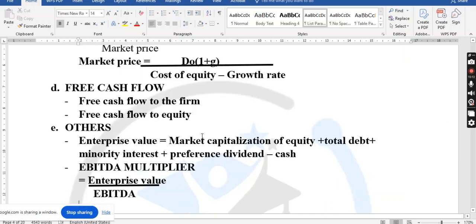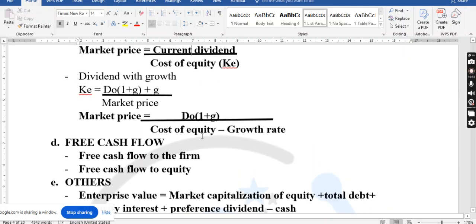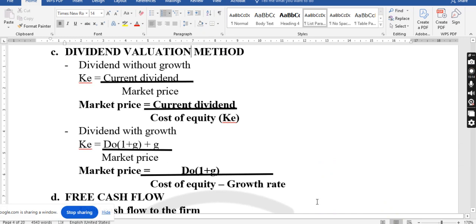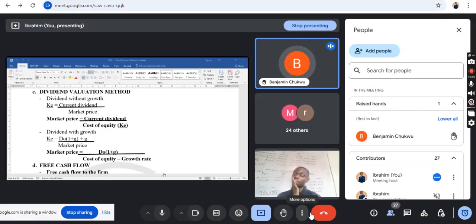Please, my question is on when there is a growth rate under this dividend valuation model based on this formula. I want to understand how this formula works. Is it that this G0 into 1 plus g will first of all be divided by the market price, and whatever we get, we add our growth rate to it, or does the plus g form part of the numerator? I don't know if you get the question.